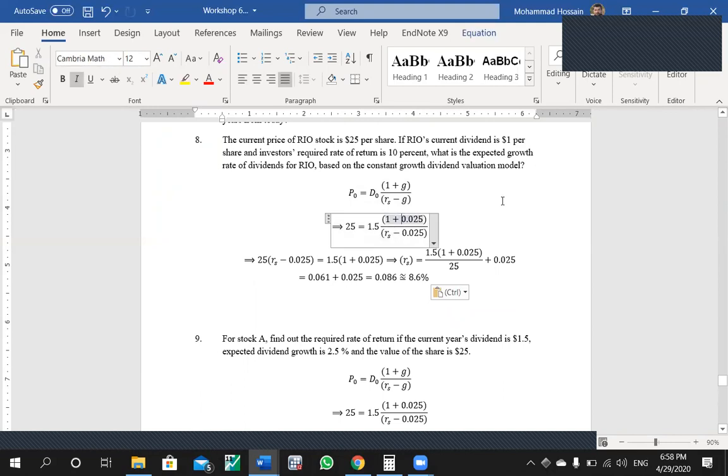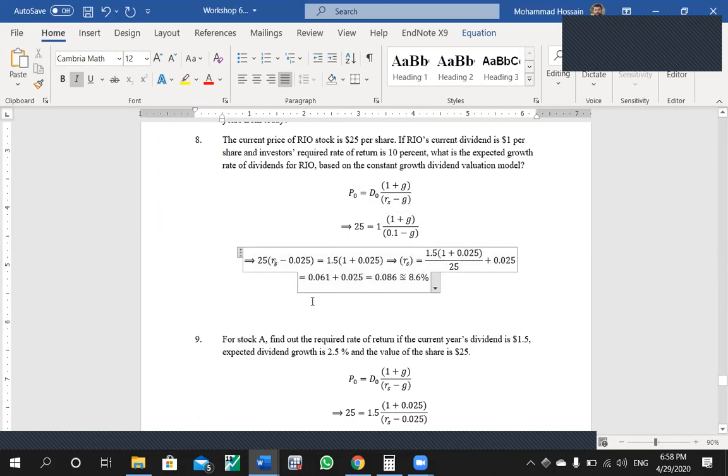This time we do not know growth. We will call this G. We don't know the growth rate, but our rate of return we know is 10%. So it will be 0.1 minus the growth rate. The current price is 25, the same 25. Current dividend is $1, not 1.5. It's actually $1.